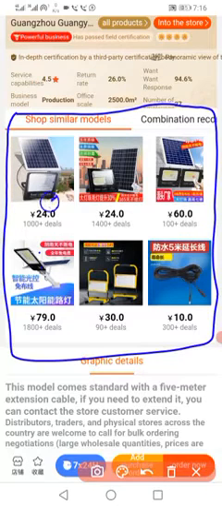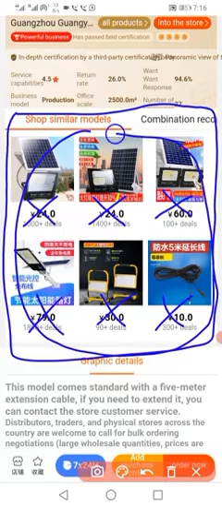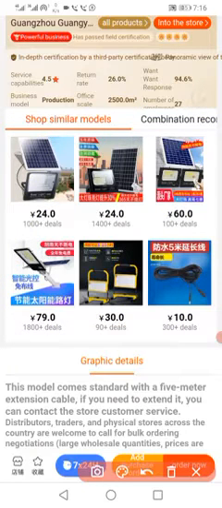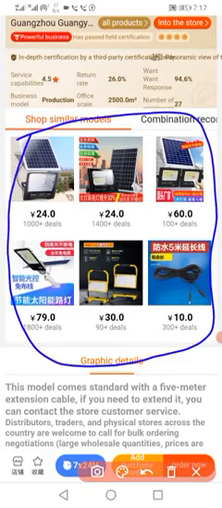Now you can see that we have solar panels and solar lights here, everything. This particular product is a solar light, and what is being shown here are other things that are in the store of this same manufacturer. So what we look out for here is that you should always make sure that everything in this shop similar model will be in the same niche as what you are buying.